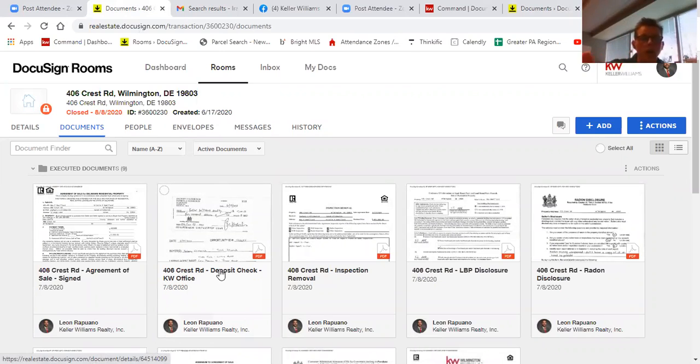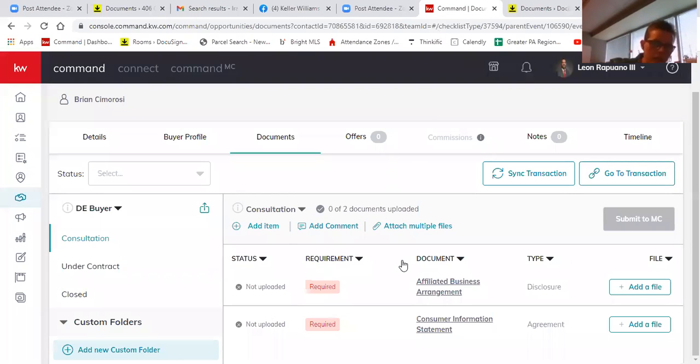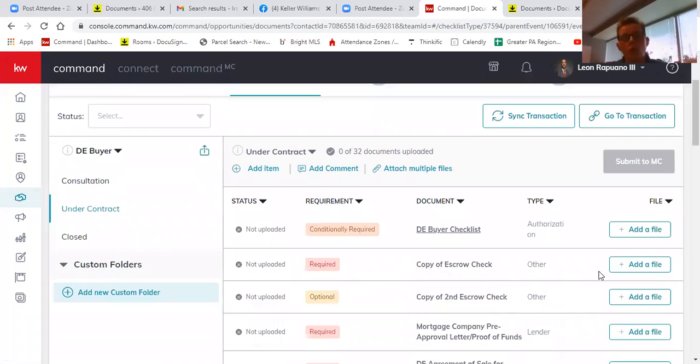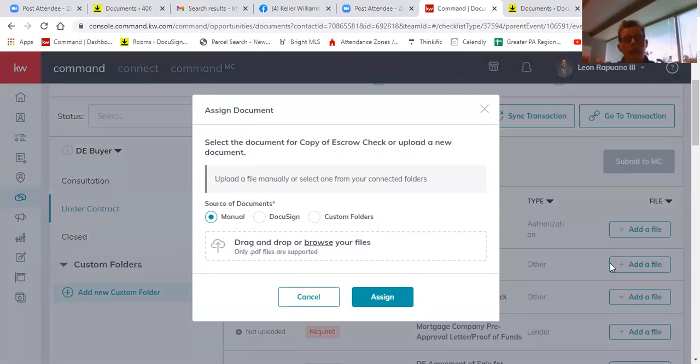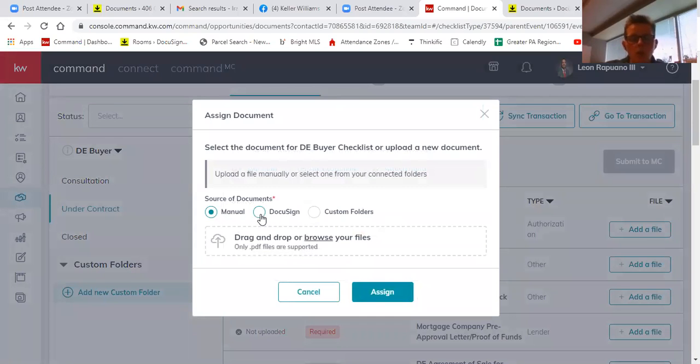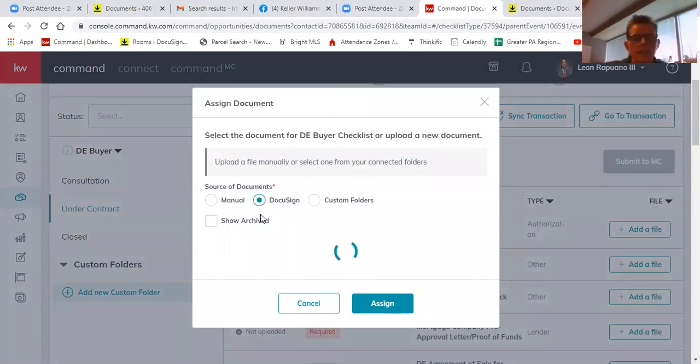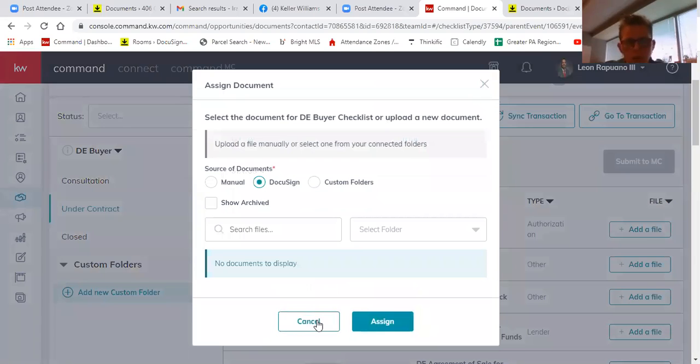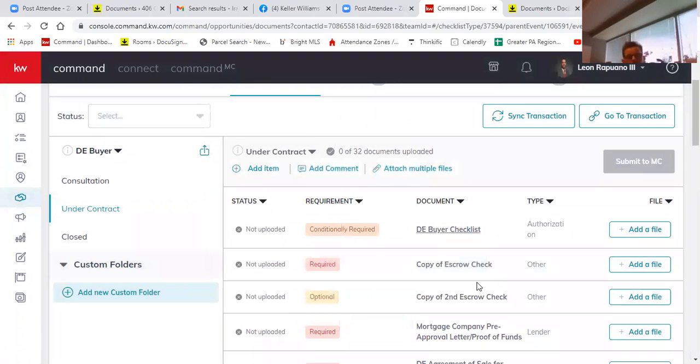Then from there, once you have everything loaded in and you go under contract, you can just go to your Loop or to your room and pull over those forms that are already there. Now, as you can see, I don't see .loop connected to that because he went to DocuSign. Those of you that use .loop, that will say .loop there.